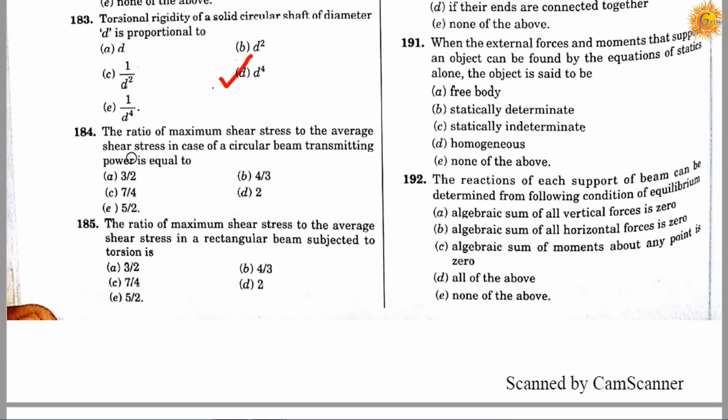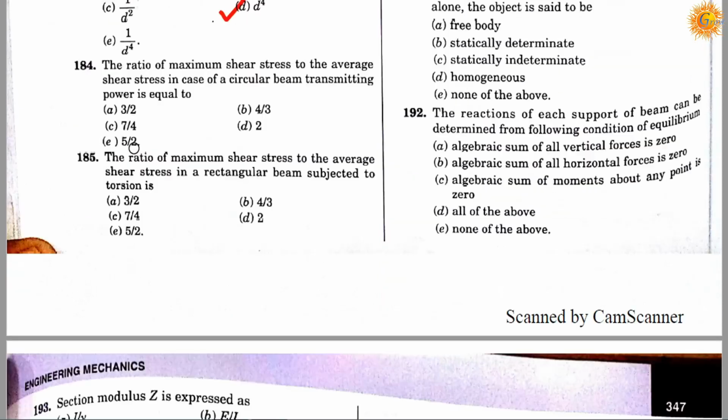Question number 184. The ratio of maximum shear stress to the average shear stress in a circular shaft transmitting power is equal to: option A 3/2, option B 4/3, option C 7/4, option D 2, and option E 5/2. The correct answer is B. It will be 4/3.